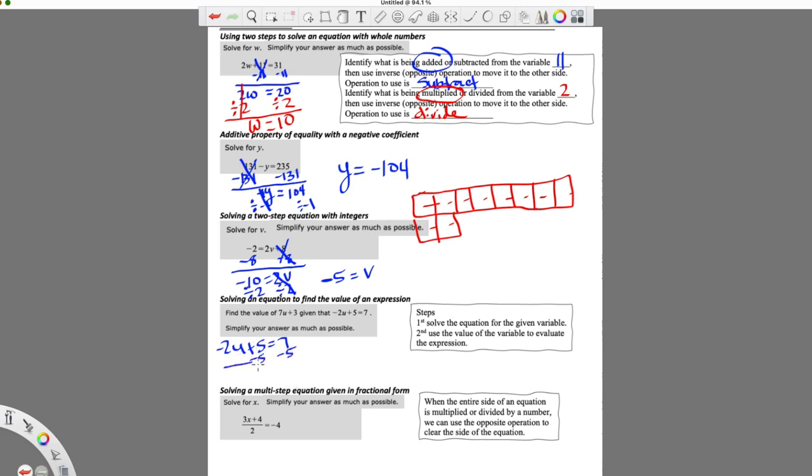Whoop. Whoa, what is my pen doing here? Pen, stop it. There we go. It's got a mind of its own right now.